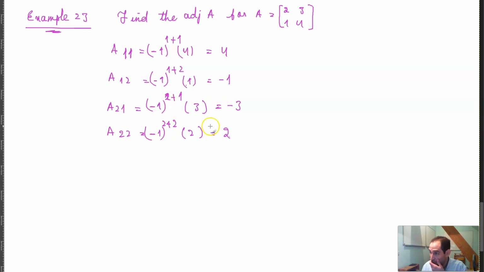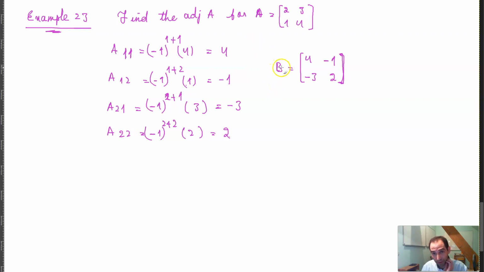Then basically the adjoint of A. You can write the same matrix as, for example, some matrix B, and write the cofactors that you found in the same order in this matrix B. I'm not saying that it's A, just some other matrix B, for example. So you have 4, negative 1, and negative 3, and 2. That is matrix B.